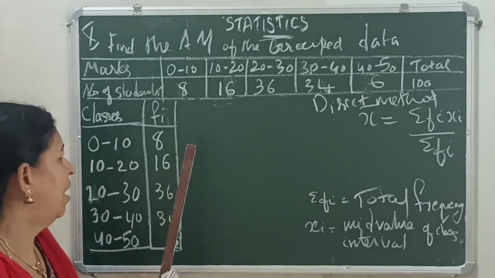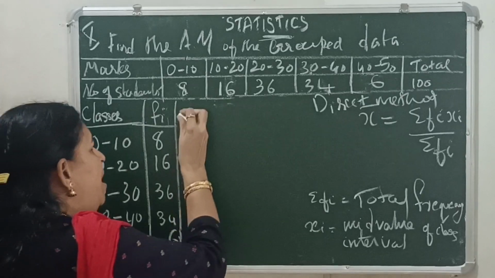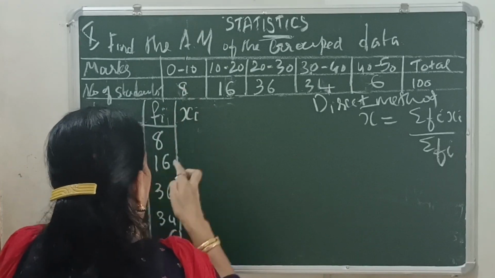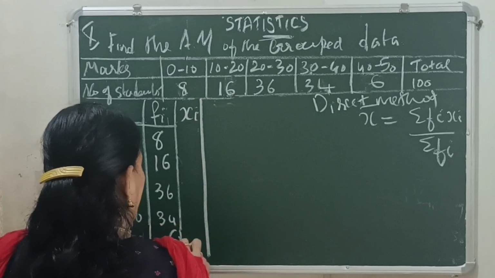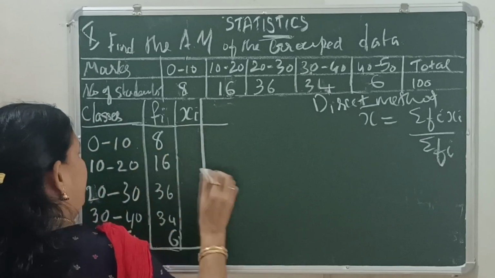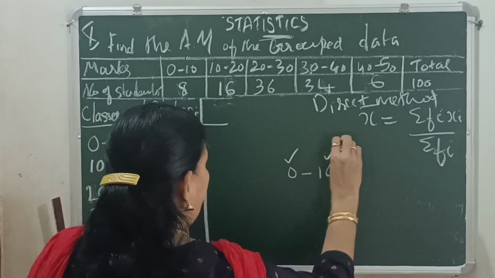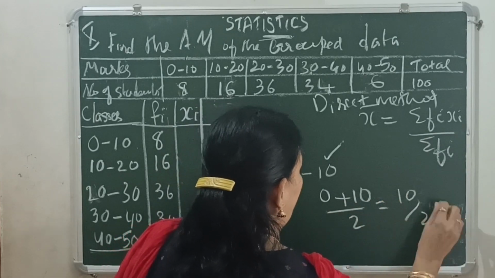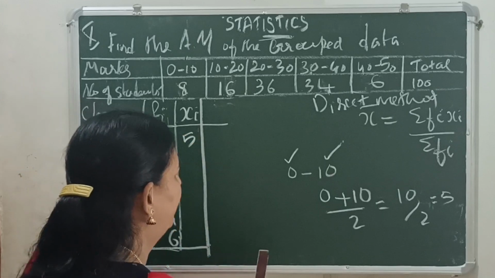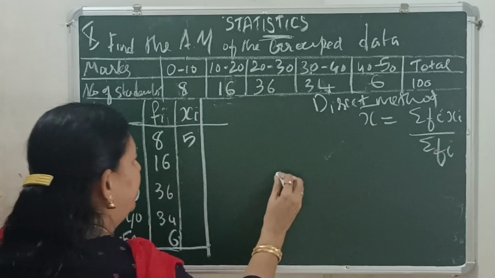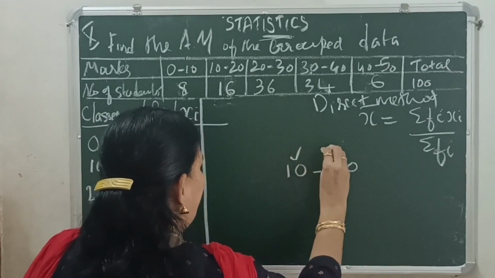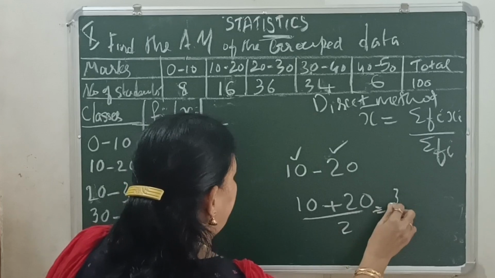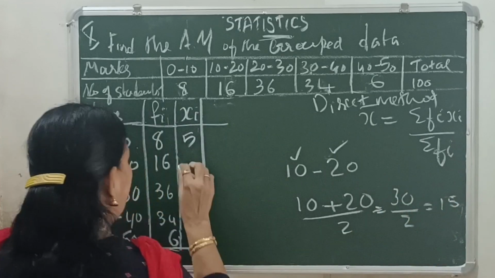Then we have to find the values of xi. For finding the value of xi, first class limit is 0 to 10. This is the lower limit and this is the upper limit. Adding these two, 0 plus 10 divided by 2, we get 10 by 2 equal to 5. That is the first xi value. Next class interval 10 to 20, lower limit 10, upper limit 20. Adding these two and dividing by 2, we get 30 by 2, that is 15. Next xi value is 15.